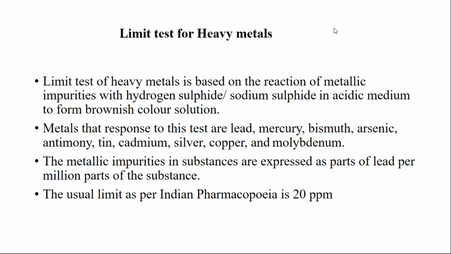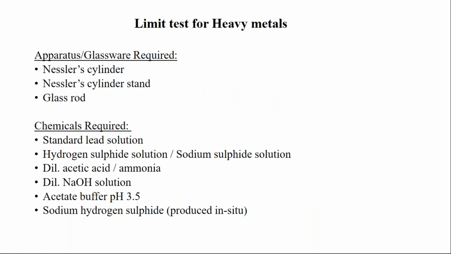So this is the introduction to your heavy metals limit test. The apparatus that you're going to use here is your Nessler cylinder stand and the glass rod. The chemicals that you're going to use here are standard lead solution, hydrogen sulfide or sodium sulfide solution, dilute acetic acid or ammonia, dilute NaOH solution, acetate buffer pH 3.5, and then you're going to use sodium hydrogen sulfide, which is produced in situ. Do you know what do you mean by in situ?